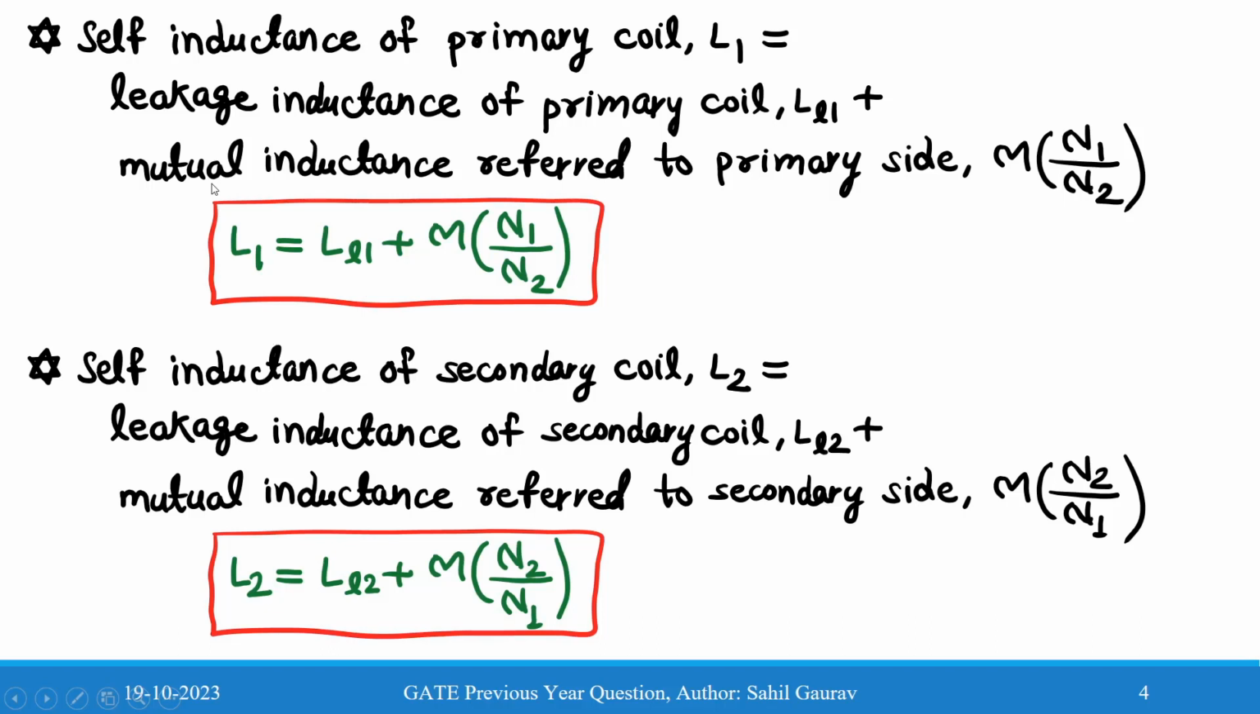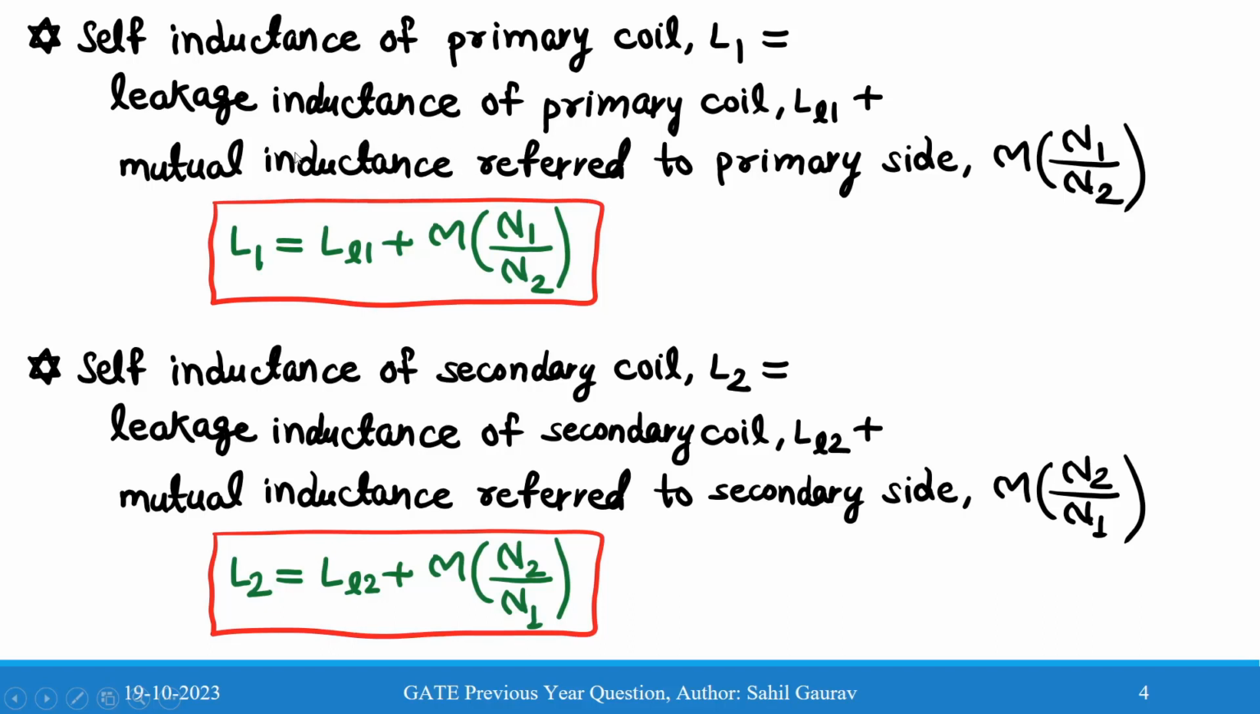Now coming to the self inductance. You can define the self inductance of the primary coil and secondary coil in these ways. First we are going to see the primary coil. The self inductance of the primary coil L1 is the summation of leakage inductance plus mutual inductance.